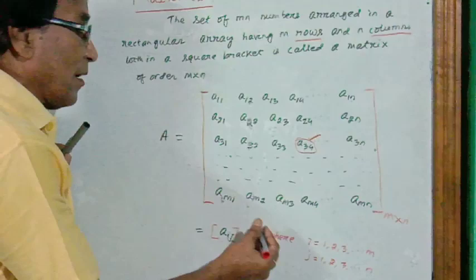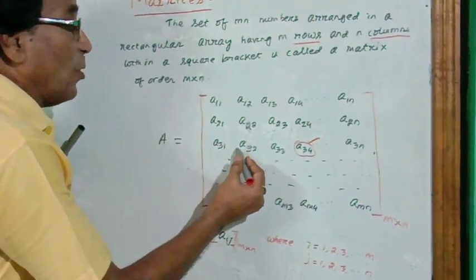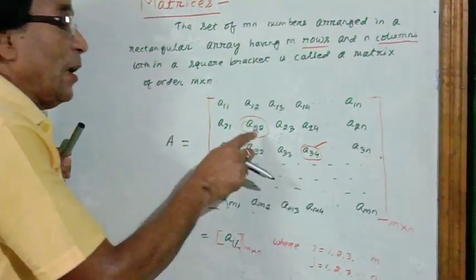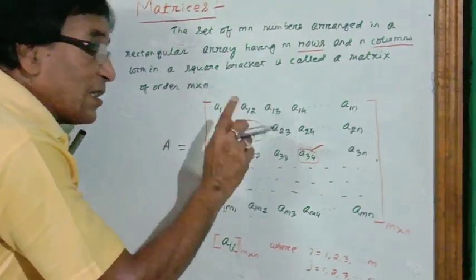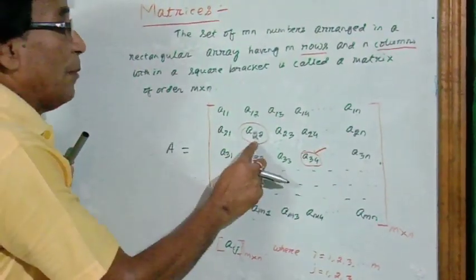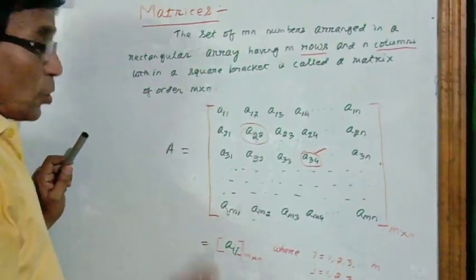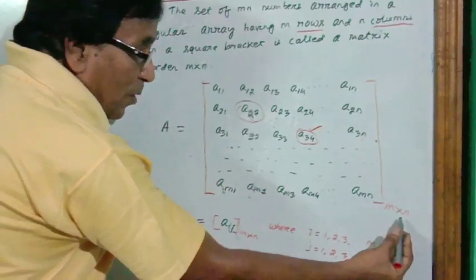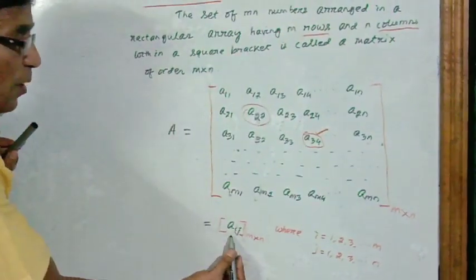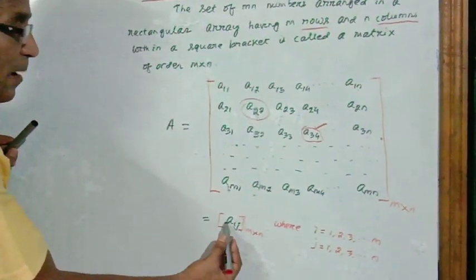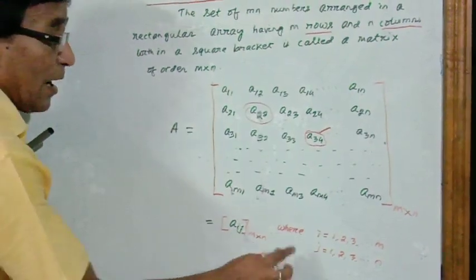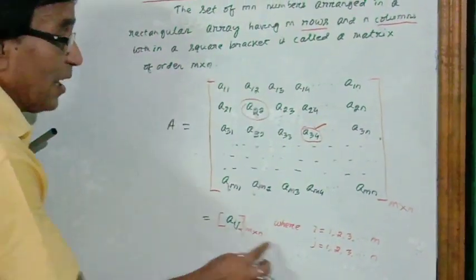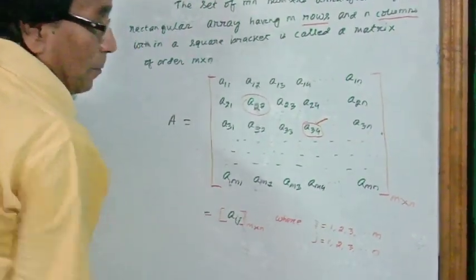Similarly, the element I can say a32 or a22. A22 is an element that belongs to the second row and second column. That's why it is named a22. So it is a matrix of order m cross n, and in the shortest form we can denote it as the matrix aij, where i varies from 1 to m and j varies from 1 to n.